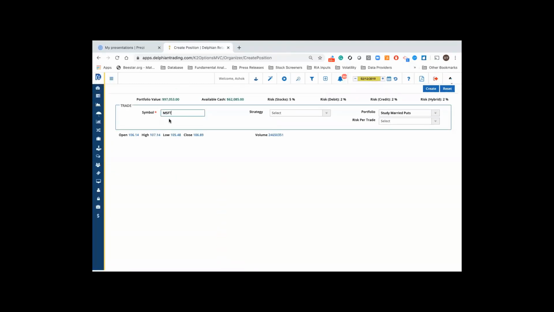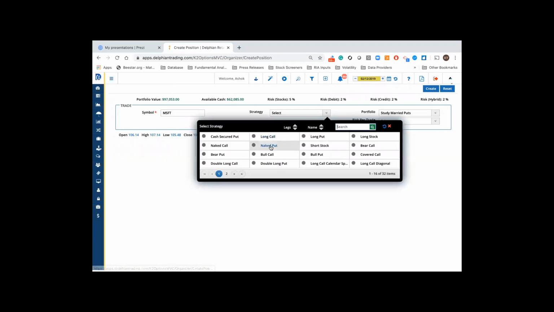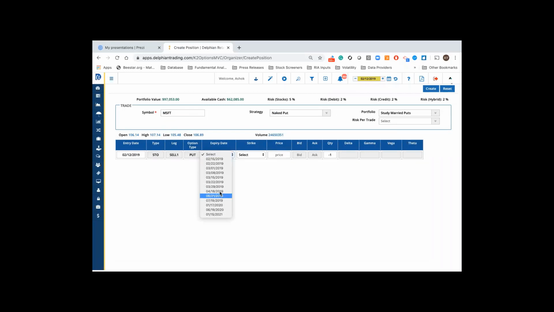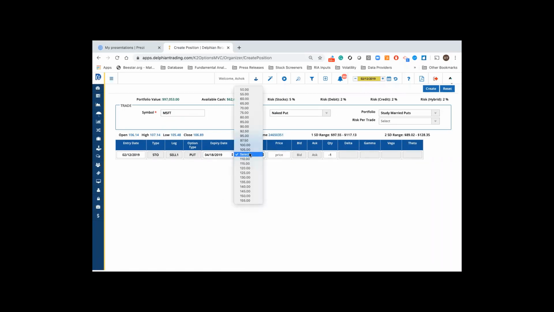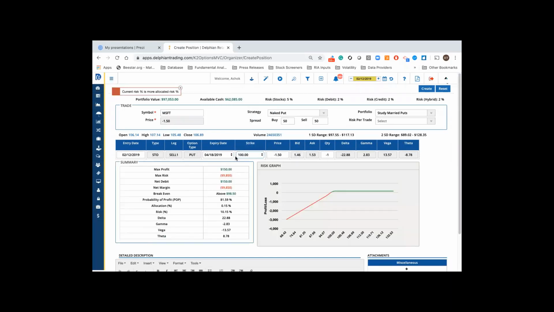So what I'm saying is, if Microsoft drops below $100 before April, on April 18th, I will buy stock at $100 minus whatever price I get. So I'm getting $1.50 there. That's $100. The stock is around 106 on that day.